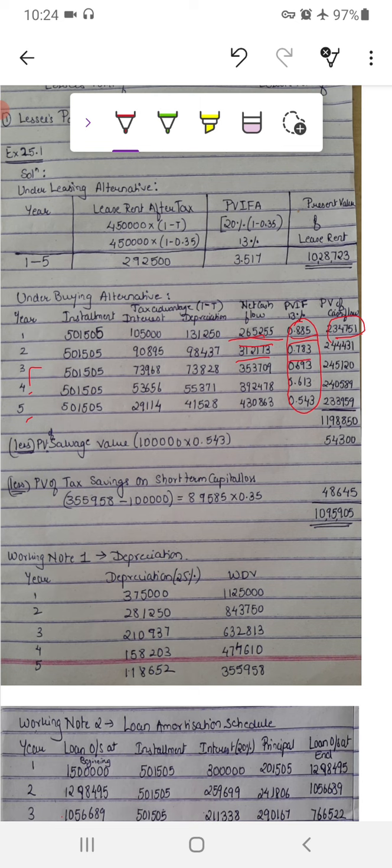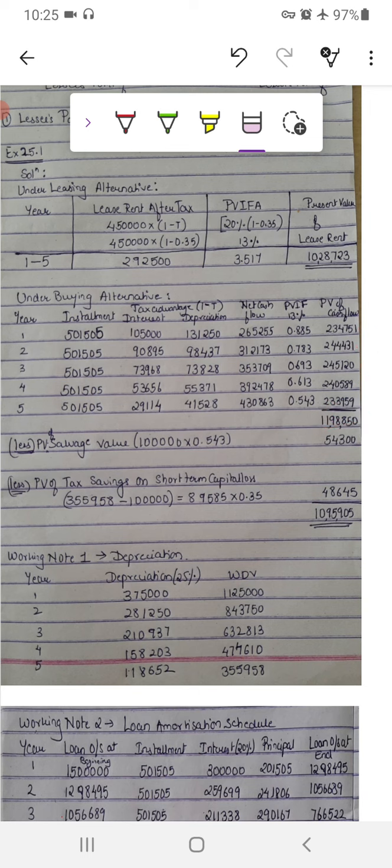3,12,173 into 0.783 gives us 2,44,331. Okay, and so on, we get all the values. Once you calculate this, next you have to calculate the total of the present values of cash flows, that is 2,34,751 plus 2,44,431 plus 2,45,120 plus 2,40,589 plus 2,33,959. So once you do the total, you get 11,98,850.